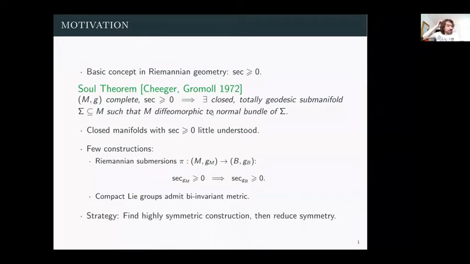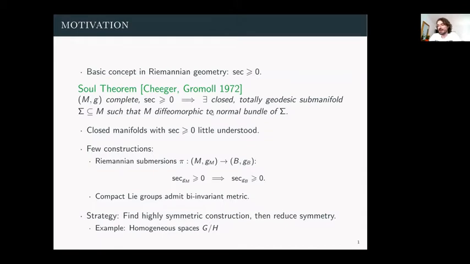The strategy here, as in many other areas of mathematics, is to build highly symmetric examples, understand that situation, and then try to reduce symmetry somehow. In the case of non-negative curvature, we have a large class of very symmetric spaces, namely the homogeneous spaces, where we have a homogeneous compact Lie group action.